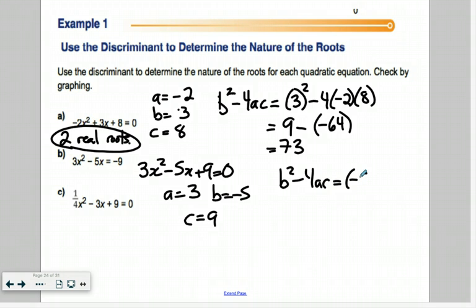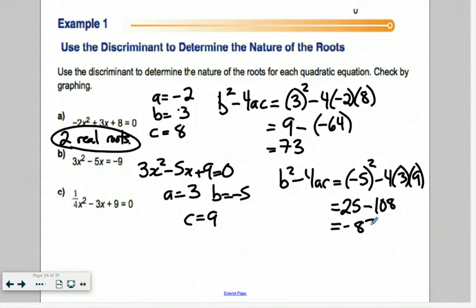So my b value is negative 5. Make sure you're squaring the negative. So if you're doing this on the calculator, put the negative in brackets. So negative 5 squared, b squared, minus 4 times a, which is 3, times c, which is 9. Okay? So that's going to be 25 minus 4 times 3 times 9, which is 108. And 25 minus 108 is very clearly going to give you a negative value. So that's negative 83. So that means that this concave up parabola will never cross the x-intercepts. There are no real roots. Okay, no x-intercepts. It does not cross the x-axis.